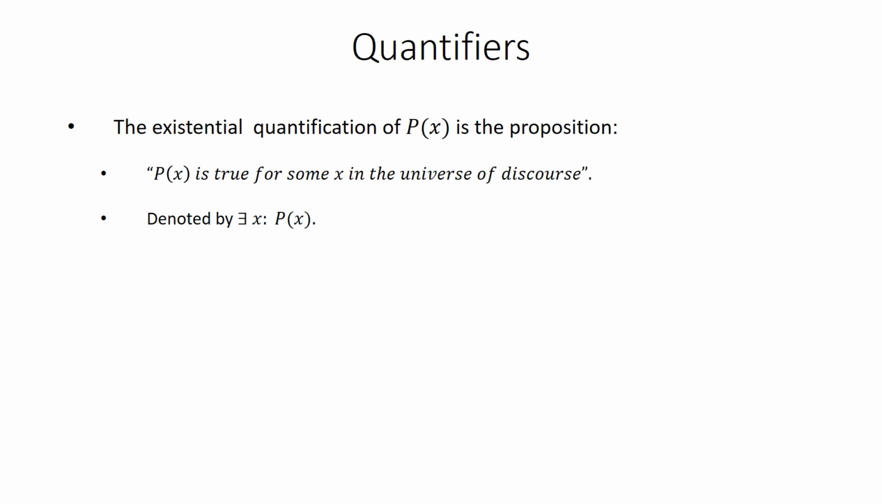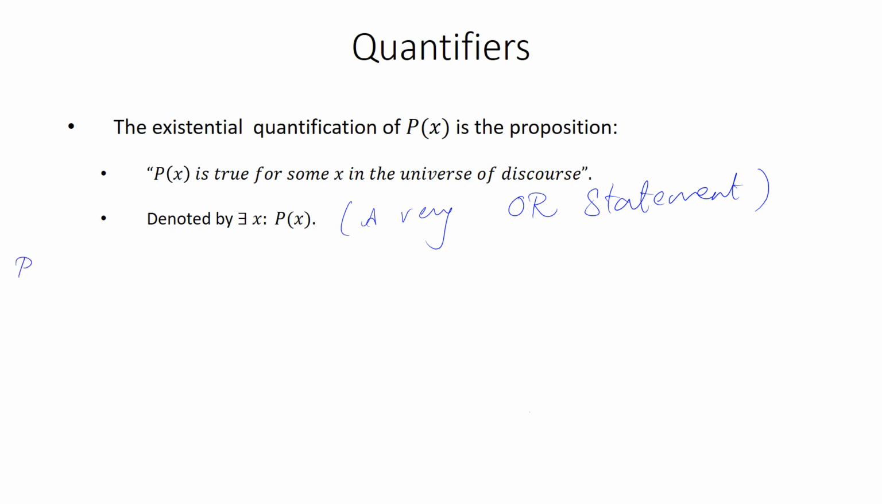Next, we talk about existential quantifiers. The existential quantifier says that a statement must be true for at least one value in the universe of discourse. So the existential quantification of predicate P of x is the proposition P of x is true for some x in the universe of discourse. It's denoted by this symbol, the there exists symbol, and we read it out as there exists x P of x. The statement there exists x P of x can be viewed as a very large OR statement.